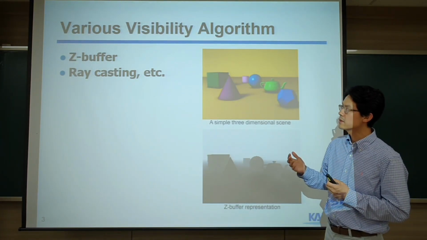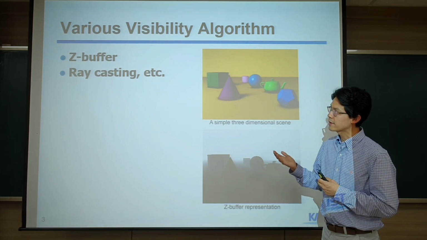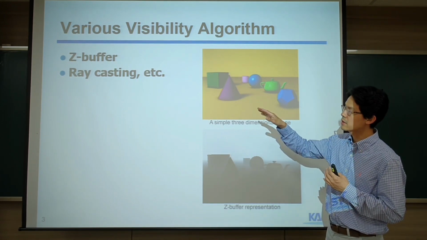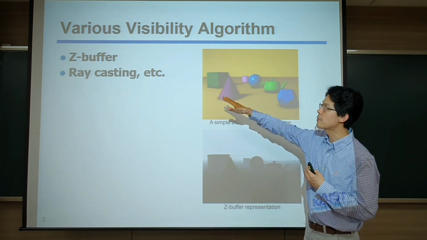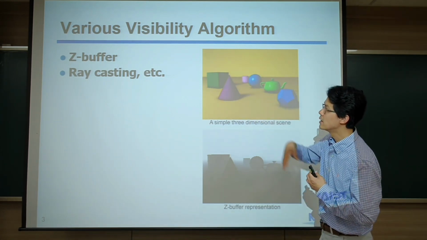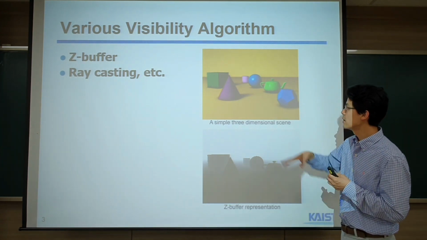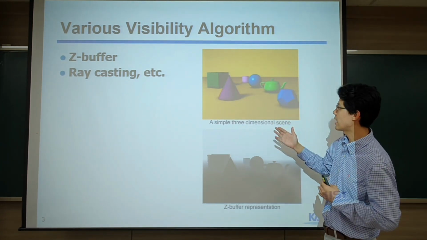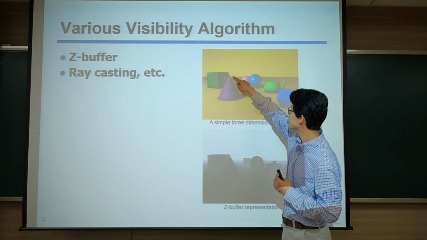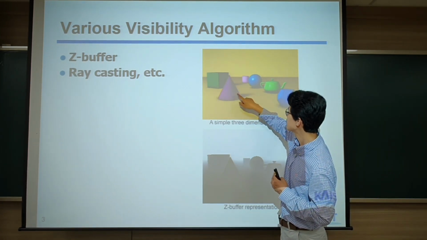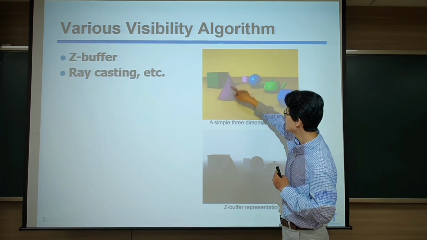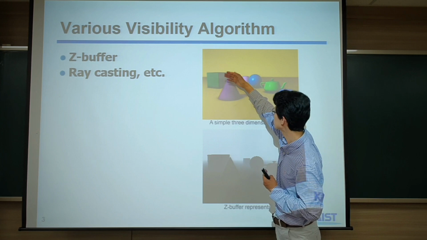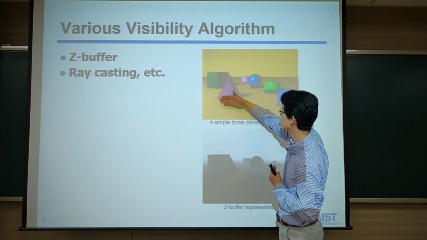So basically, ray casting and ray tracing are related techniques. Ray casting is one example of a visibility algorithm. A visibility algorithm is nothing but, given a set of triangles, identifying which triangles are visible. In this case, we can see the triangle of this cone, but not the triangle of this cube, which is located behind the cone.